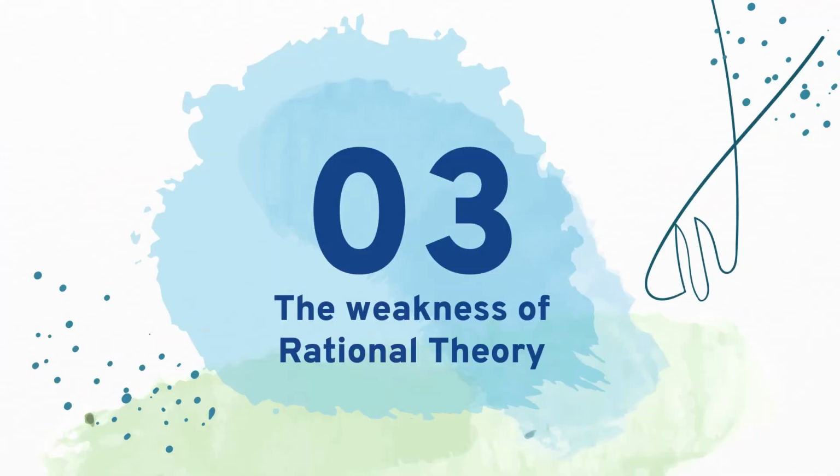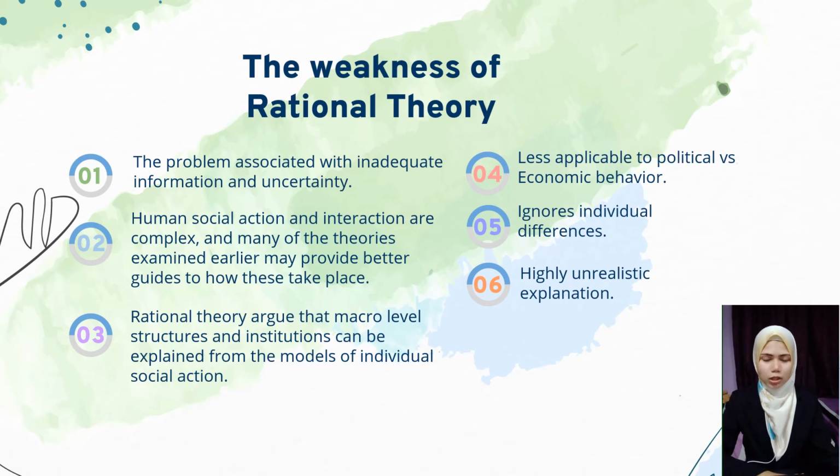The topic number three is about the weakness of rational theory. So I will state the weakness of another theory, such as rational theory. It consists of six elements. The first is the problem associated with inadequate information and uncertainty. Number two is that human socialization and interaction are complex, and many theories that examine this may provide better guides to how it takes place than rational theory.